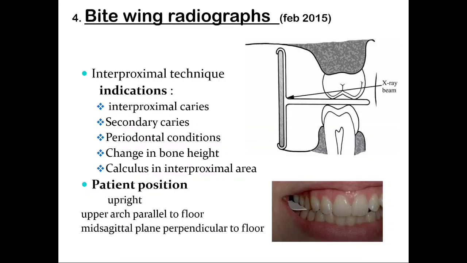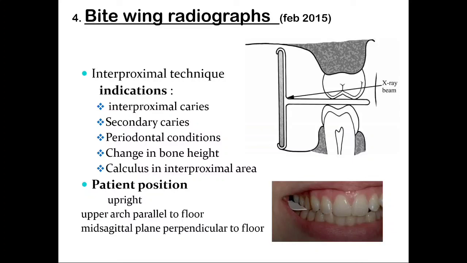Bite-wing radiographs, when asked, you can say that it is used to detect interproximal caries. So the indications are to detect interproximal caries, to check the alveolar crest levels between the two teeth, that is the periodontal conditions are being detected, and also to note the change in the bone height based on the alveolar crest levels, and if any calculus is found in the interproximal areas.